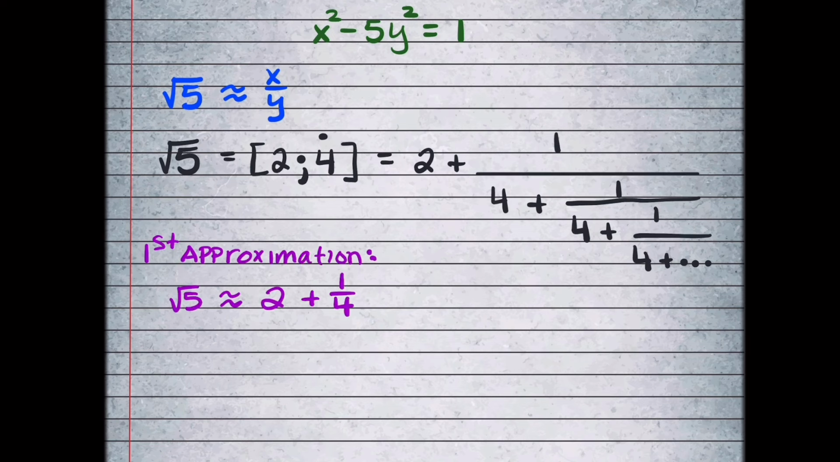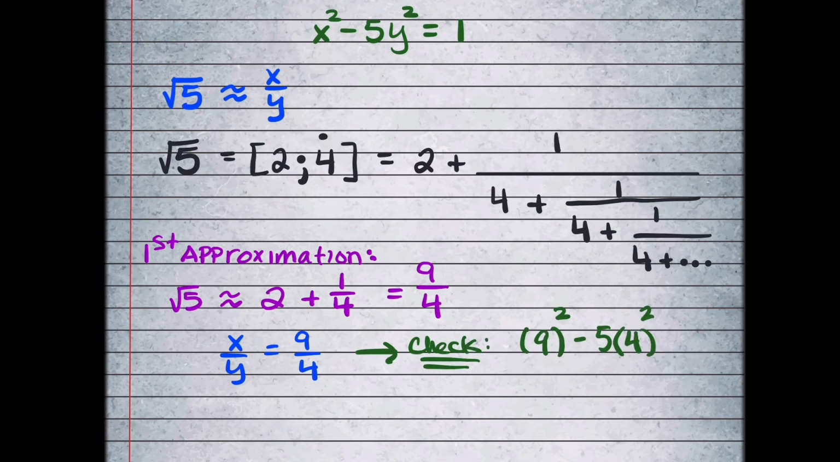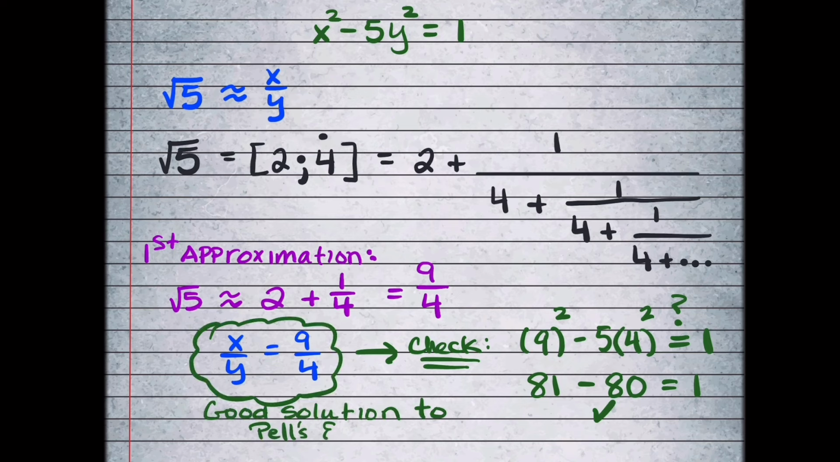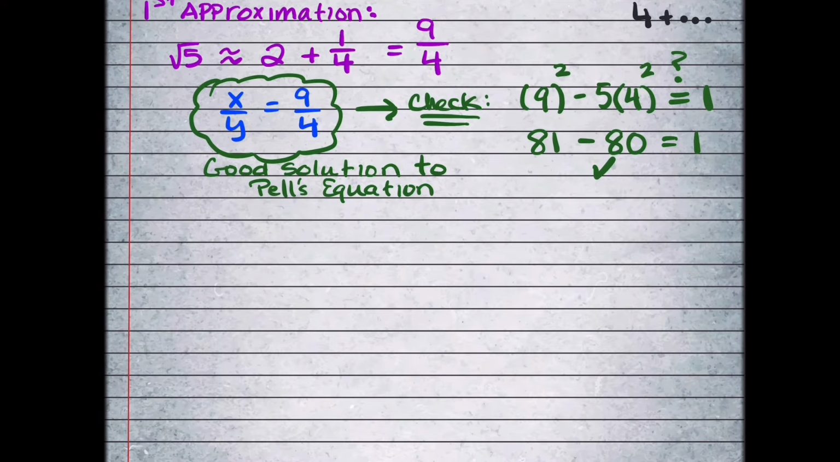Upon first approximation, we know that the square root of 5 is going to be 2 plus 1 over 4, or 9 fourths, so that gives us an x of 9 and a y of 4, which we're going to check in the equation. We're going to see if this gives us a value equal to 1. And 81 minus 80 is equal to 1, so 9 over 4, or x equals 9 and y equals 4, are good solutions to Pell's equation.